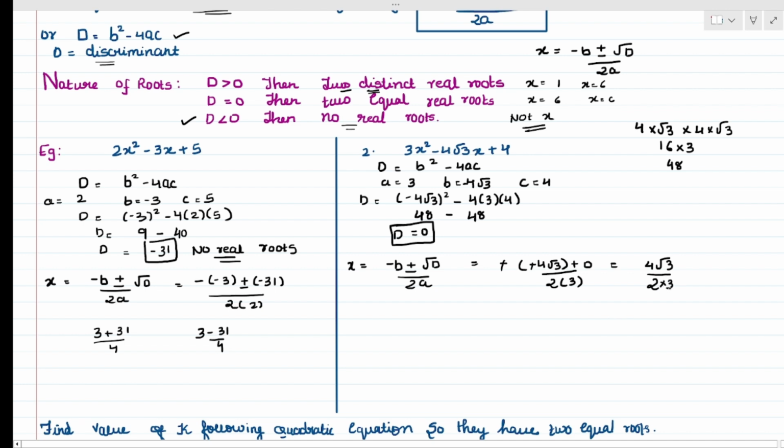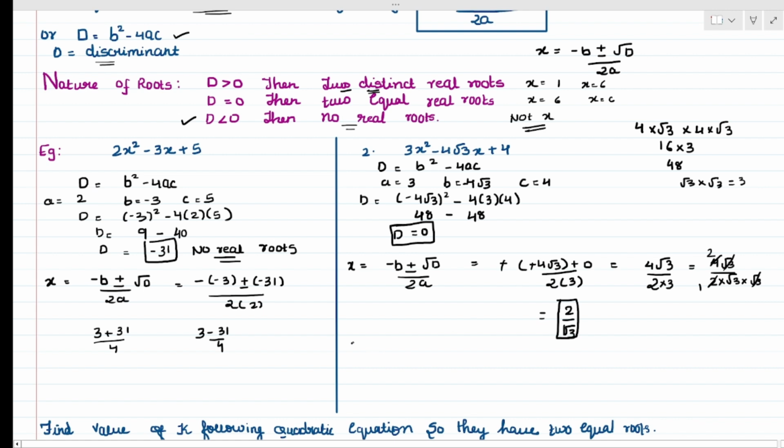Okay. Now this 3 can be converted: 4 under root 3 upon 2 into, I'm changing this 3. As you know that root 3 into root 3 gives me 3, so I am just splitting my 3 into root 3 into root 3 so that I can cancel out one root 3. 2 1s are 2 and 2 2s are 4. So finally I get my answer as 2 upon under root 3. So for the first case, I will get positive 2 upon under root 3.